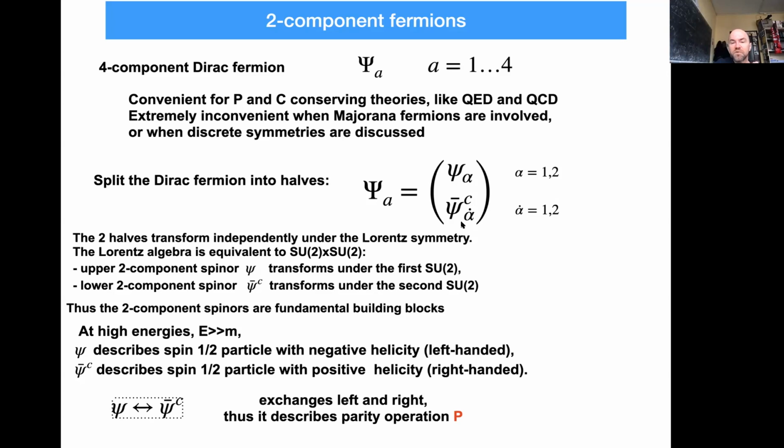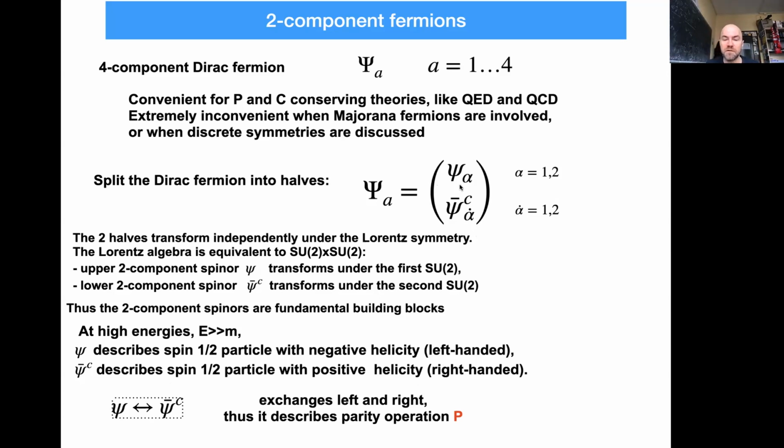It's very easy to see how it's much more convenient to work with these two-component fermions instead of the 4-component fermions to see the action of CP symmetry. So first, the upper component, this psi, describes the spin 1/2 particle with negative helicity, and the lower component, psi bar c, describes a spin 1/2 particle with positive helicity. So the left-handed particle is up, the right-handed particle is down.